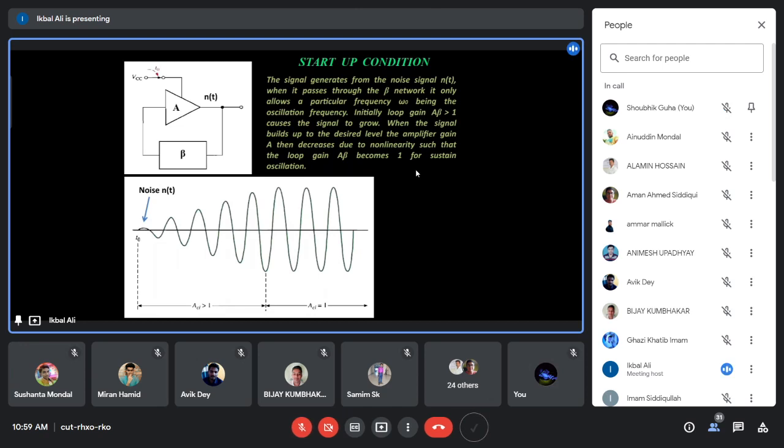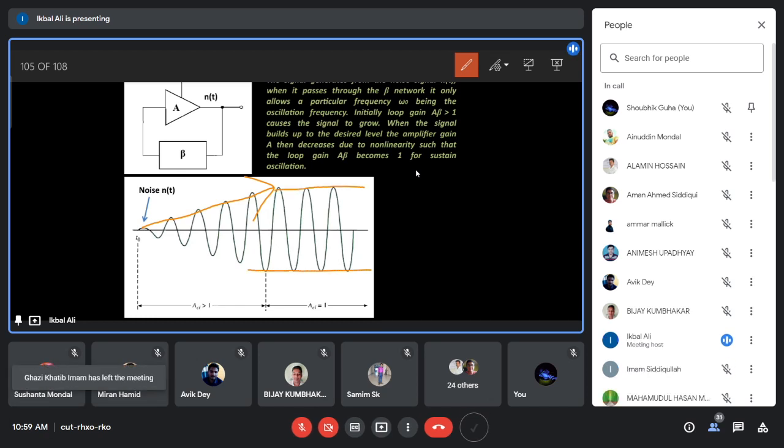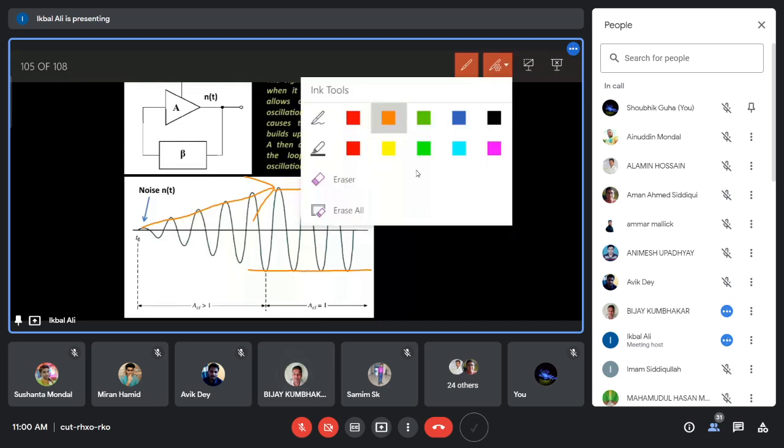And last day, one of your friends was asking, saying that, sir, we have seen the growing signal in the CRO. So in this way, from the noise level, you will get this signal. This picture you can see at the DSO, this growing signal, and ultimately it becomes constant. You can get this for a practical oscillator circuit. If you see it in the DSO, digital storage oscilloscope, you can see the startup of the oscillator. Okay, so if you have understood, yeah.